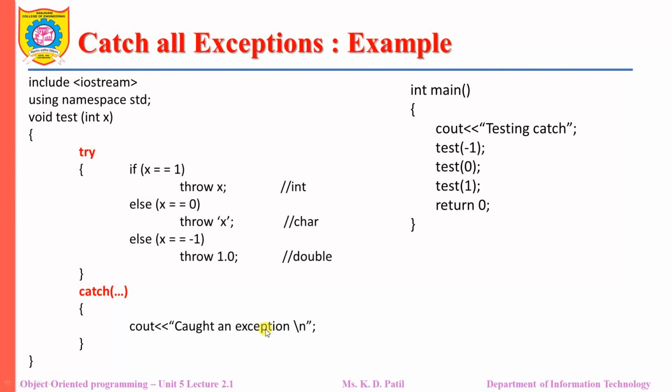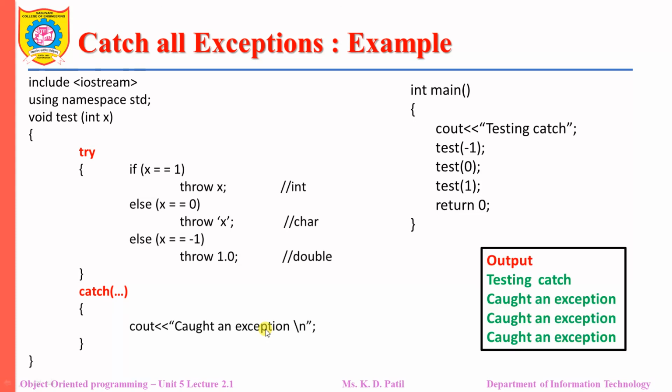So I can have a common catch statement to handle all the exceptions. Every time that exception occurs and is thrown, that common catch statement will be executed and it will print caught an exception, caught an exception, caught an exception, etc.